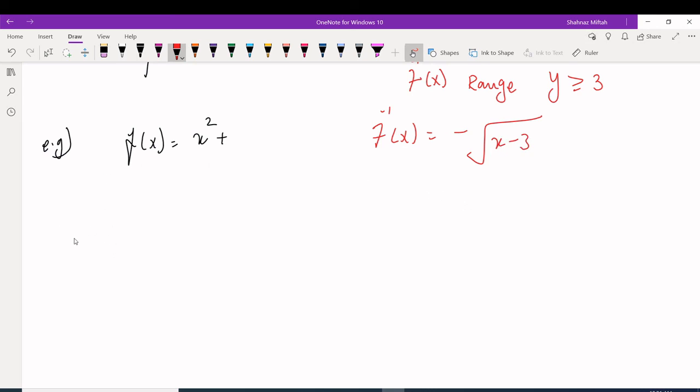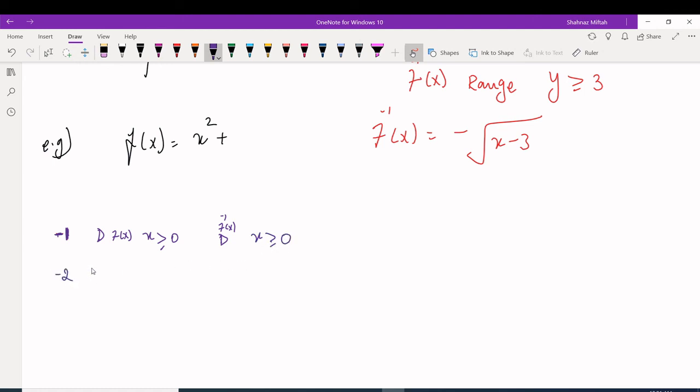Like for example, number one option is, let's do this in a different color. Number one option is the domain of f of x greater than or equal to 0, and the domain of the inverse. I'm just going to write inverse on top of this. The domain of the inverse is x greater or equal 0.